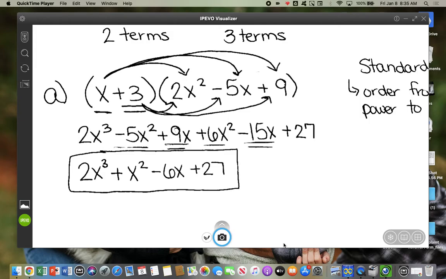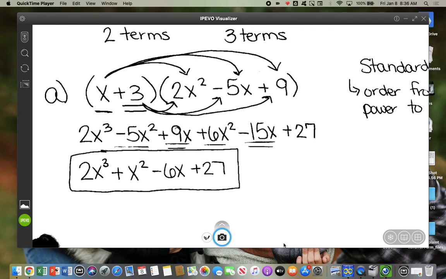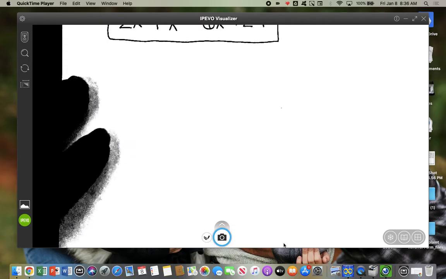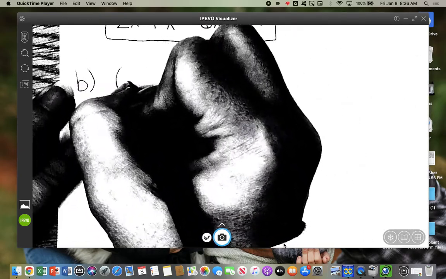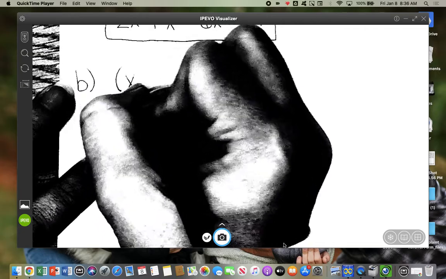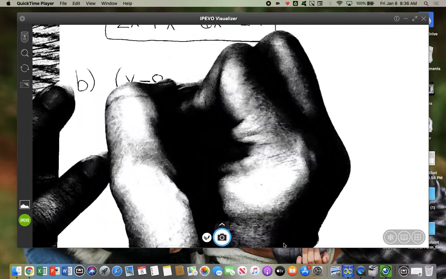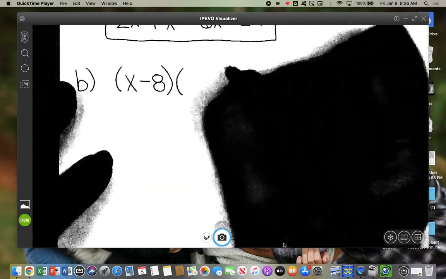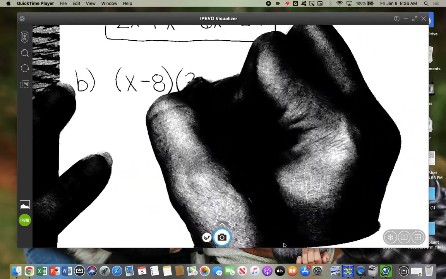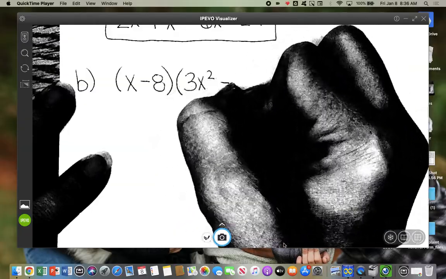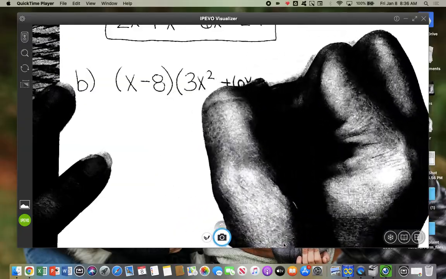You say, let me give you guys one like this to try, and then we'll do some examples that have more than one variable. So I want you guys to just model this. So the next one, I want you to distribute x minus 8, and then you're going to multiply it to 3x squared plus 6x minus 4.